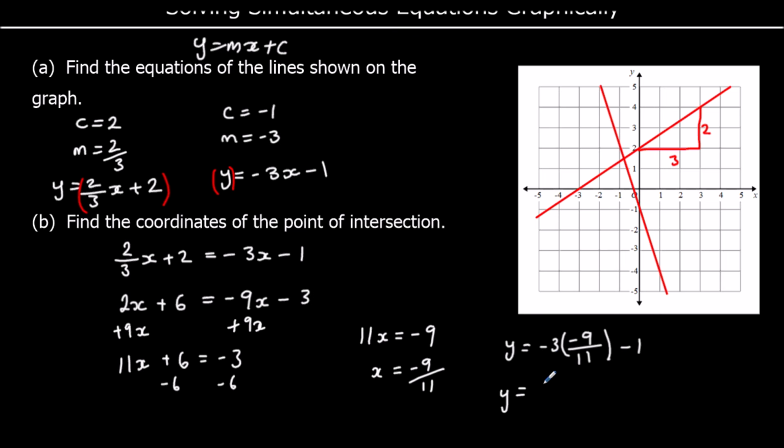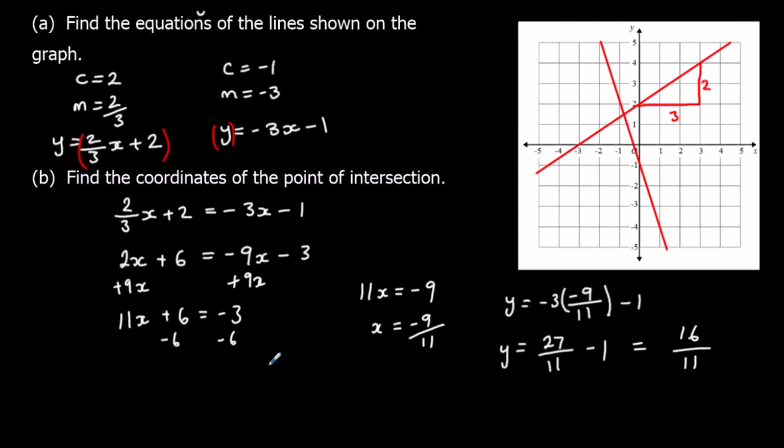So y is 27/11 minus 1. And we can think of 1 as 11/11. So 27/11 take away 11/11 is 16/11. So y is 16/11. Again, that looks about right. It's between 1 and 2. So the coordinates are negative 9/11, 16/11.